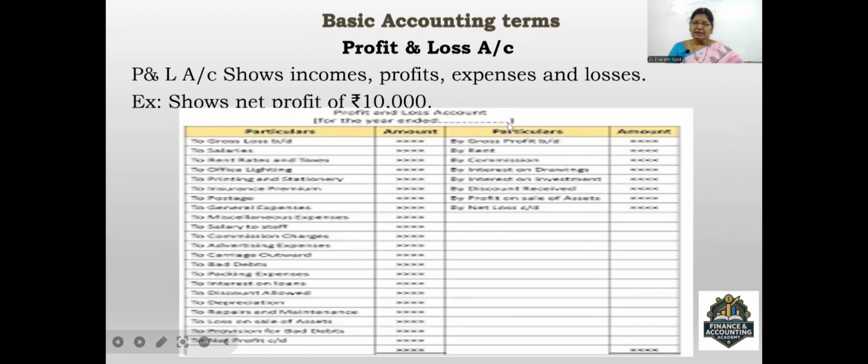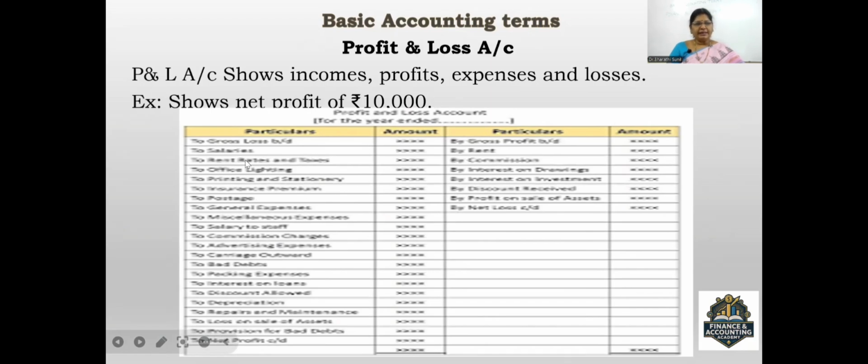And if the business made a loss, gross loss, then we'll write it on the debit side. The top one is what? To gross loss brought down, right? So after preparing this profit and loss account, if the incomes are more than expenses, then we'll get net profit, right? If expenses and losses are more than revenue and profit, then we'll get net loss. Is it clear?